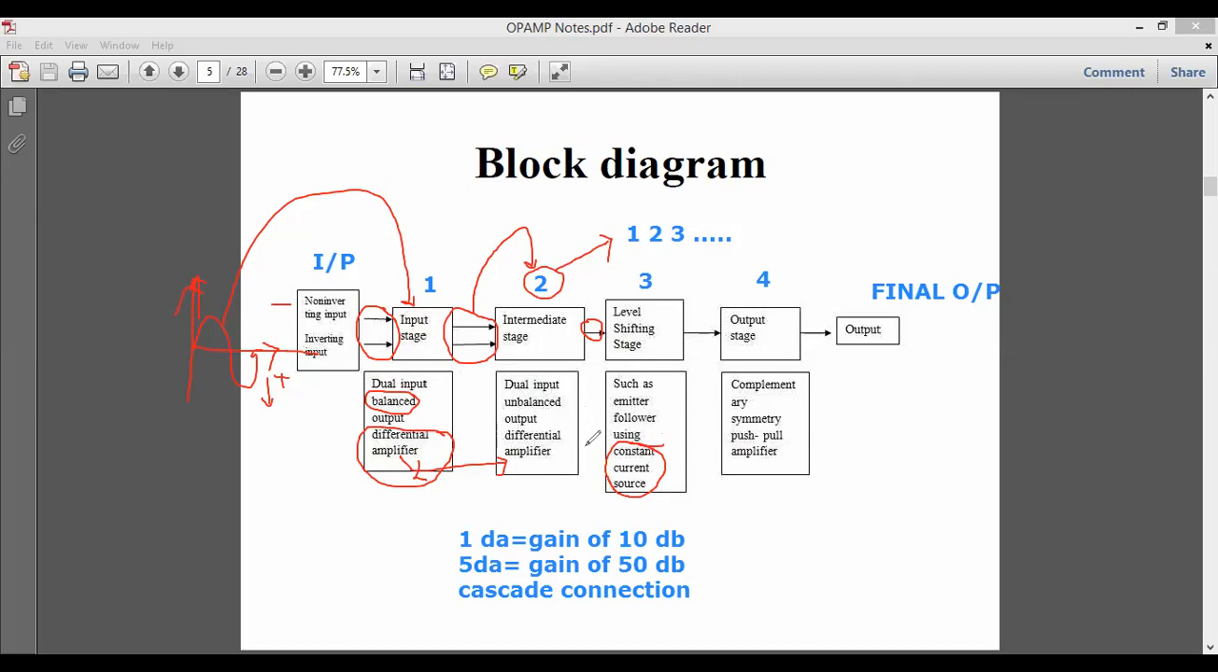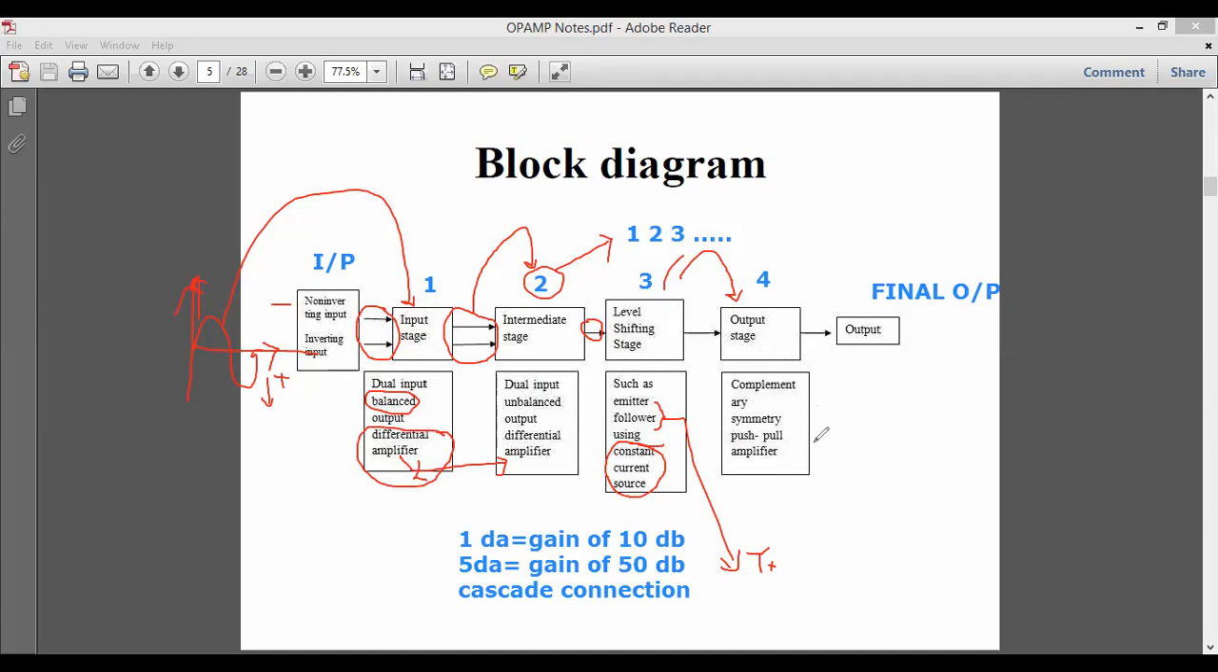And how can the level of the signal be shifted upwards and downwards, or left and right? It is by making use of the emitter follower circuit. The emitter follower circuit again makes use of transistors. Okay. Then once the level shifting is done, we go for the output stage representation.